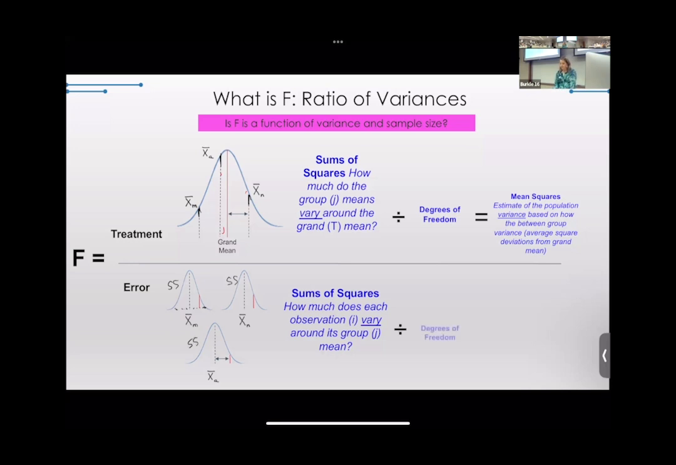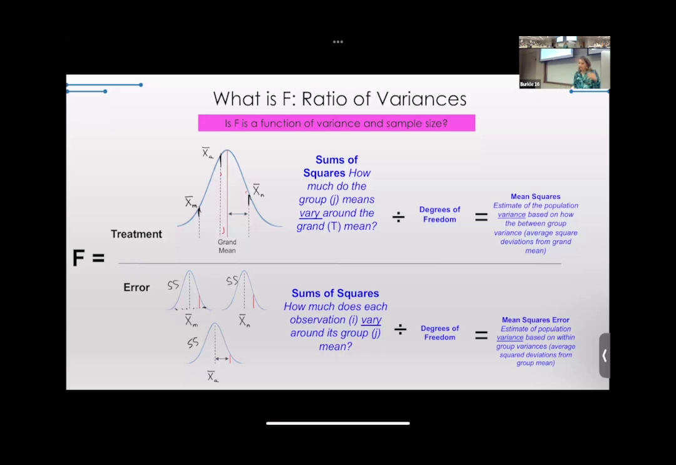Then we divide by degrees of freedom. We're going to add those all together. We're going to pool them. We're going to divide that whole thing by degrees of freedom, and we're going to get our variance. That's our error variance. Now, is F a function of variance and sample size?